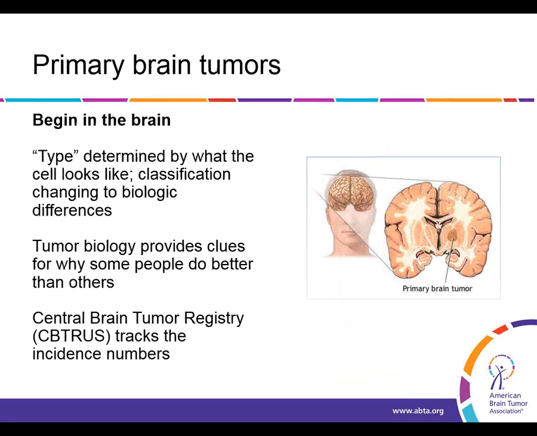Primary tumors start in the brain. The type of tumor is determined by what the cells look like under the microscope. For example, the tumor is identified as glioblastoma or meningioma or oligodendroglioma. The classification is based upon the biology of the tumor, such as EGFR or MGMT and IDH1 mutations. We are lucky enough to have a wonderful brain tumor registry, the Central Brain Tumor Registry, that tracks the incidence of tumors.